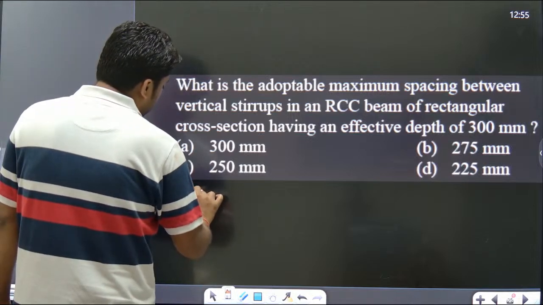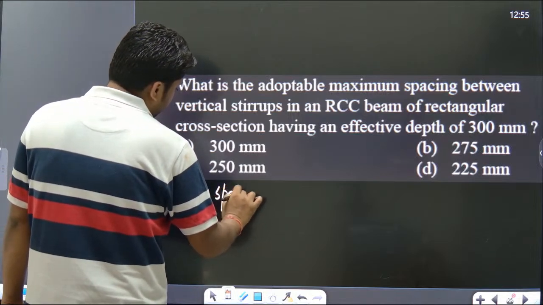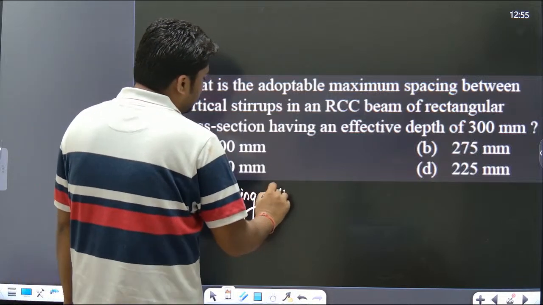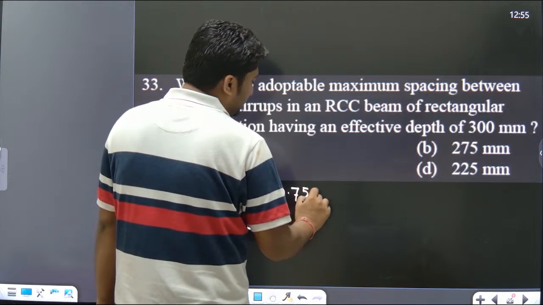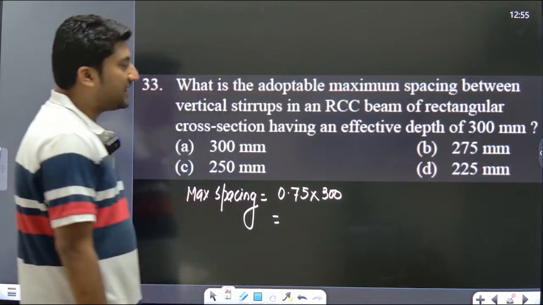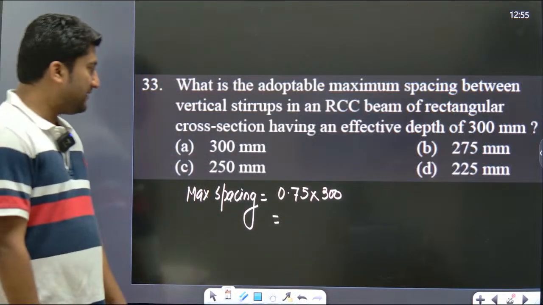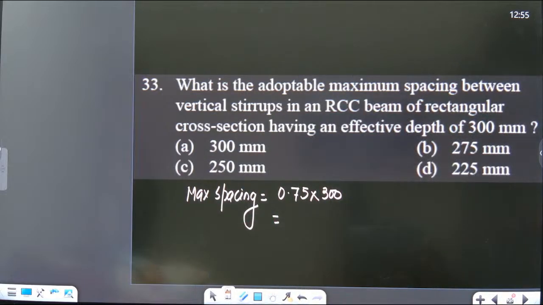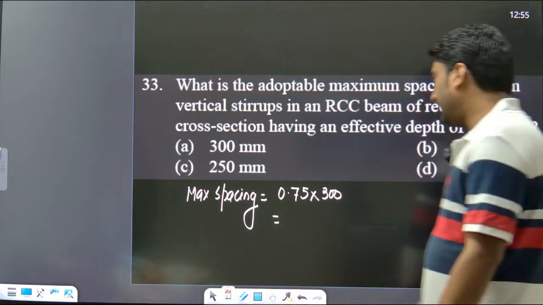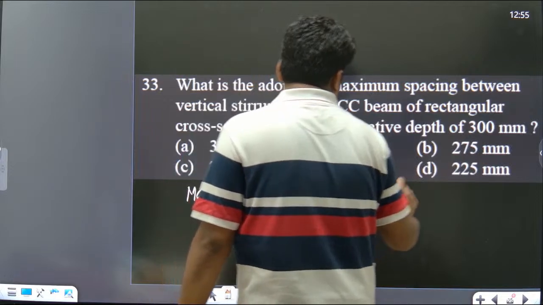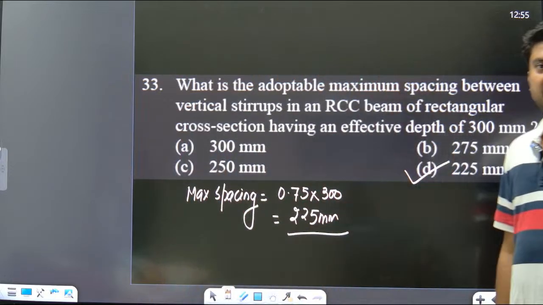So the maximum spacing between the vertical stirrups is nothing but 0.75 into d. The effective depth is 300, and 0.75 is 3 by 4 of 300. So this value comes out to be 225. 225 will be the correct answer. So the maximum spacing should be 225 mm. Option D is the correct answer.